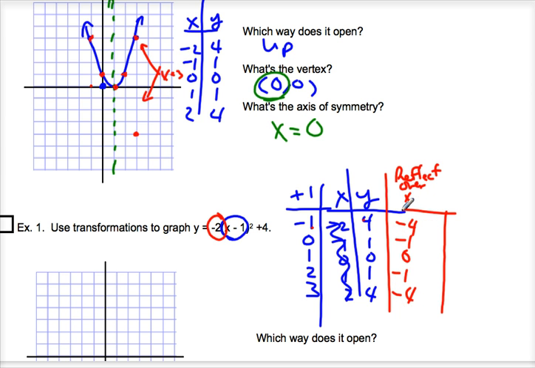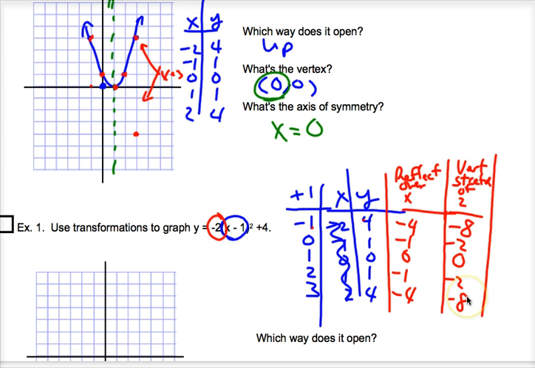The 2 tells me it's a vertical stretch of 2. Vertical affects the y. That tells me to multiply by 2. So -4 becomes -8. -1 becomes -2. 0, -2, -8.